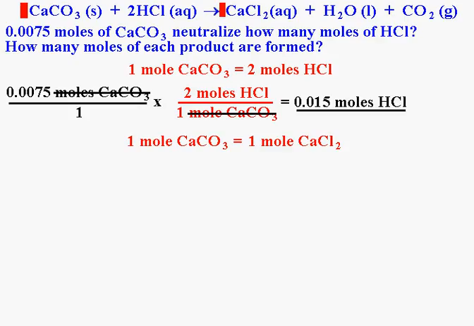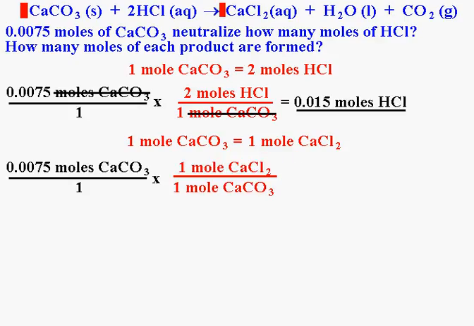So now I can convert. I take the number I know, 0.0075 moles of CaCO3, I put it over 1, and then I multiply by 1. In this case, I want moles of CaCO3 on the bottom, so it will cancel, and I want moles of CaCl2 on top. So now when I multiply these two fractions together, moles of CaCO3 cancel, and I'm left with moles of CaCl2. When I plug through the math, I find out that the answer is 0.0075 moles of CaCl2.